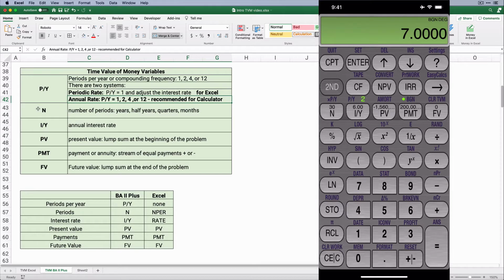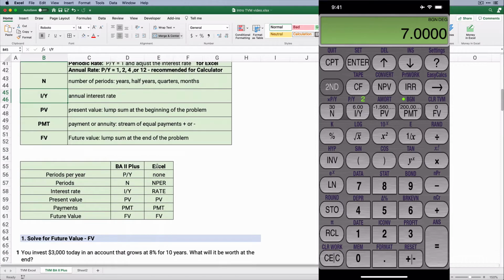So, we have 5 variables that we'll always enter. We always know 4, and we're going to figure out and calculate the 5th one. So N is the number of periods, years, half years, quarters, or months. Interest rate per year is the annual interest rate. I'm going to recommend we always use the annual rate. The present value is the lump sum at the beginning of the problem. The payment is a stream of equal payments, also called an annuity. And then FV is future value.